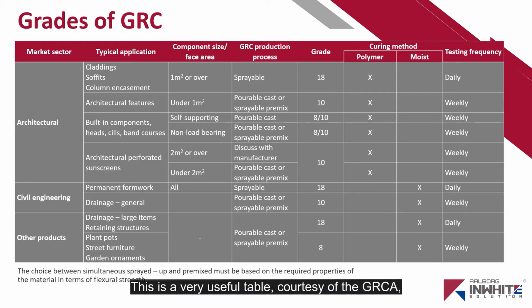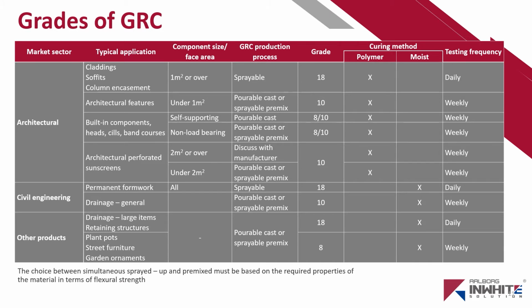This is a very useful table, courtesy of the GRCA, that shows the most common grade needed to fulfill a specific market sector and typical application. I will not go through it in detail, but please take a look at it when you have the time. Mainly, GRC is used in the architectural market in the form of highly aesthetic and non-load-bearing elements. So, choosing between a spray-up and premix must be based on the target properties of the final products to fulfill the application that is meant.